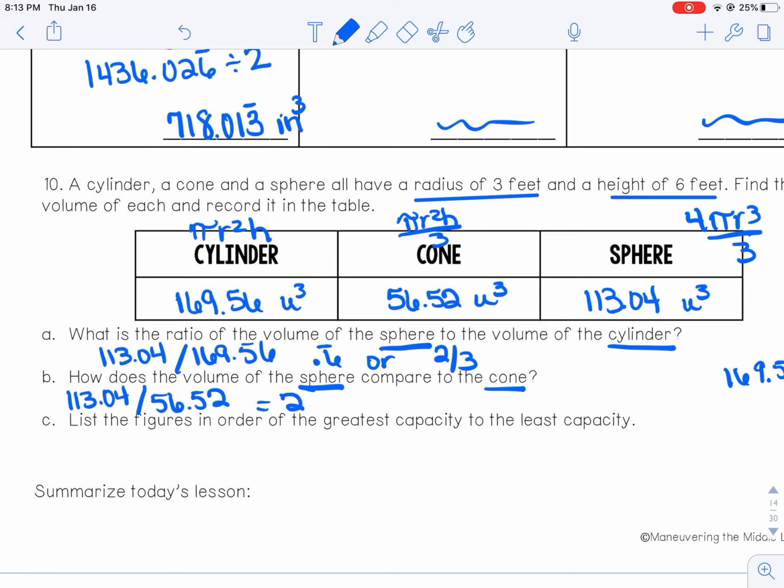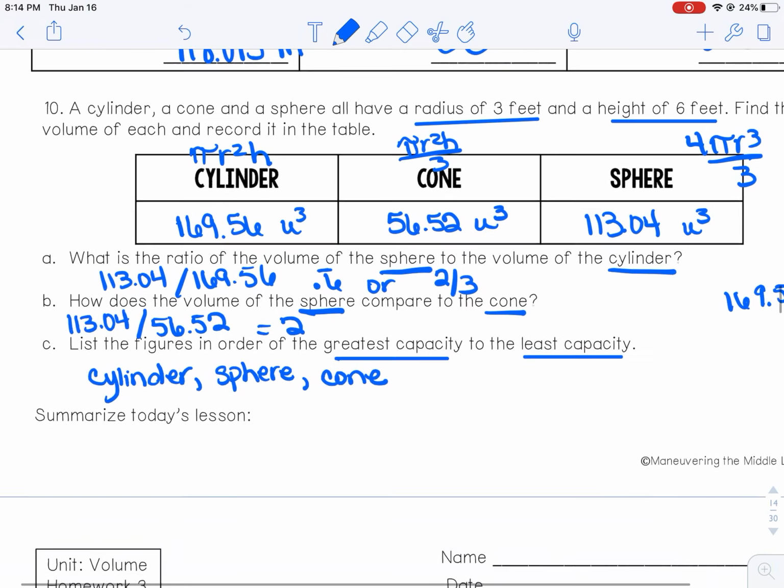All right, last thing on here, let's list the figures in order from greatest capacity to the least capacity. Okay, back on 7-1, you learned that capacity was another word for volume. All right, so we're going to look for the greatest volume to the least volume. So that's going to be cylinder, followed by sphere, and finally cone is the smallest, provided that their radii and heights are the same.